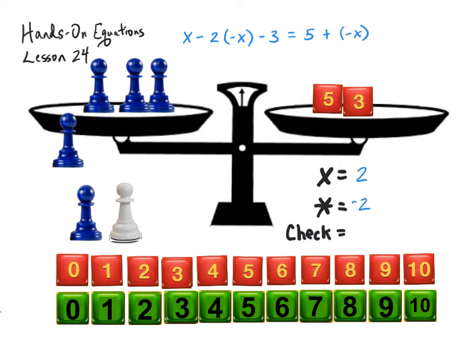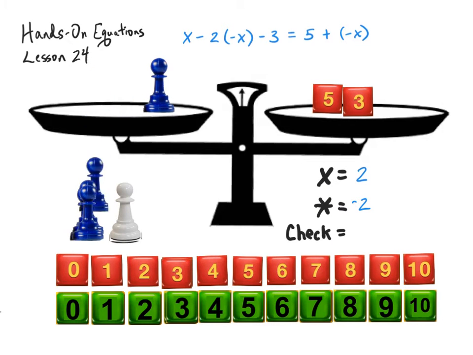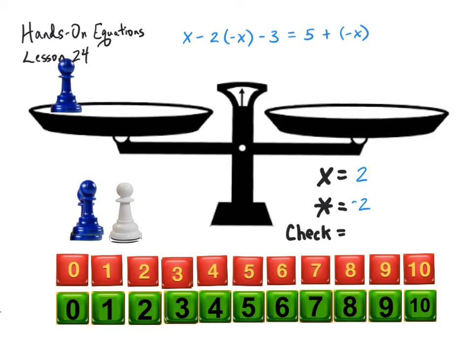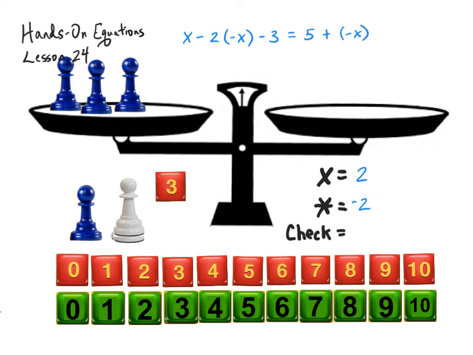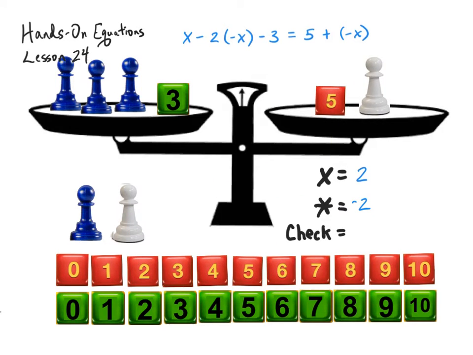I'm going to go back to my original setup to complete the check. And I had x subtracting 2 negative x's, and I added a zero pair, and then I subtracted the 2 negative x's, and then I subtracted 3 by adding a zero pair, subtracting the 3, and then 5 and a star or a negative x. Substituting the values that I found, I said x was positive 2, and star was negative 2.